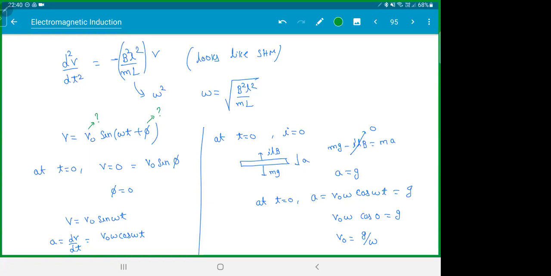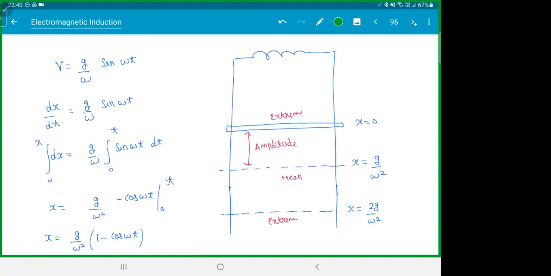At t equals 0, since the current is 0, the only force acting on the rod is mg. So a should be equal to g. So at t equals 0, acceleration should be equal to g. From there, I got the value of v naught. Once I got the value of v, I integrated it. I got the value of x.